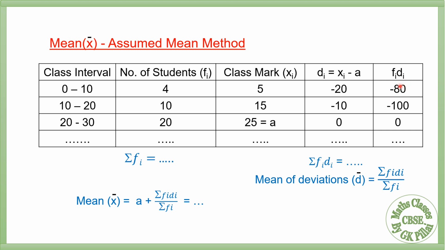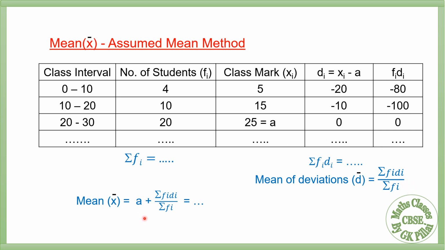Now the fi di will be fi multiplied by di. 4 into minus 20, minus 80. 10 into minus 10, minus 100. 20 into 0, 0, and so on. Now you have to find the sum of fi di and also the sum of fi, sigma fi and sigma fi di. The first one you will find is the mean of deviations, that is d bar, sigma fi di upon sigma fi.